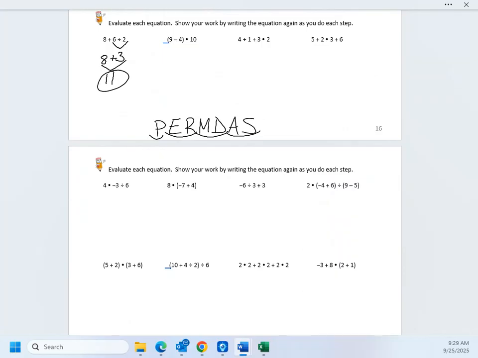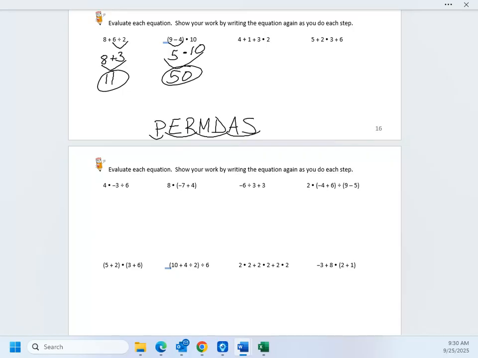Because parentheses comes first. It doesn't matter that subtracting is way at the end of PEMDAS. It's inside the parentheses. Whatever's inside the parentheses, you do first. So I have to do 9 minus 4, which is 5. I'm going to bring down the rest of the equation. I only have one operation left. 5 times 10 is 50.